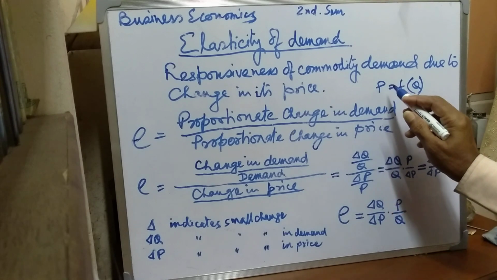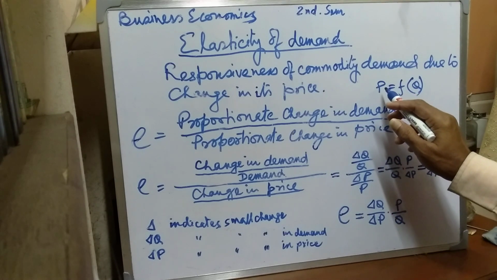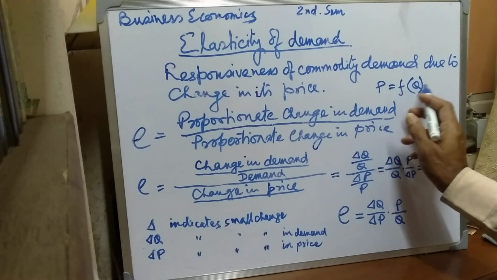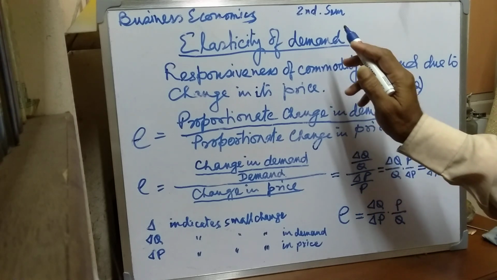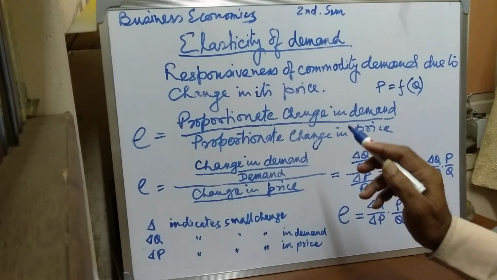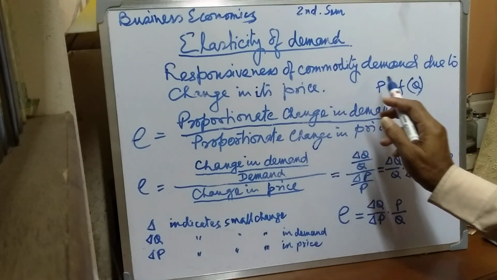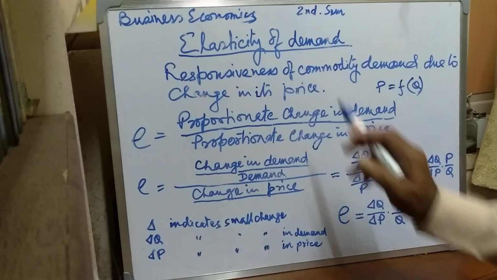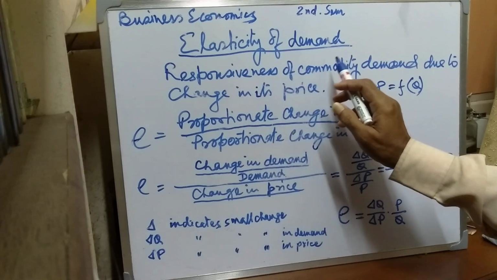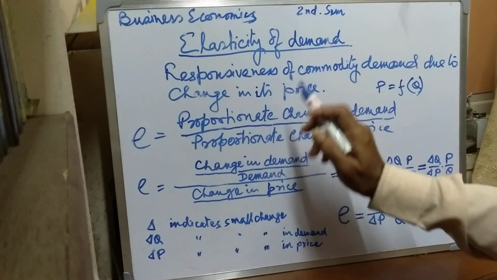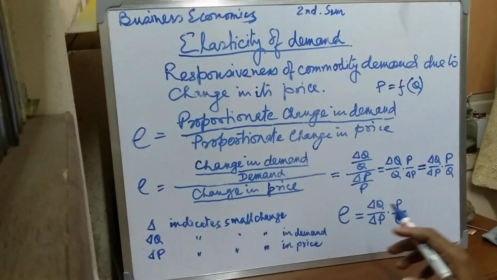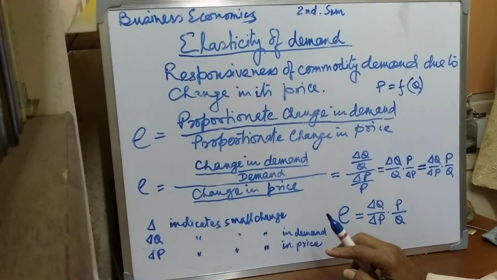If there are two factors, an independent variable and a dependent variable, P and Q, Q depends on P. So a relationship between P and Q can be expressed through the law of demand. In our analysis, we will discuss what will happen to Q if P changes. That is, the responsiveness of commodity demand due to change in its price. Normally, for normal commodities, price changes, and for that reason, demand for that commodity changes.